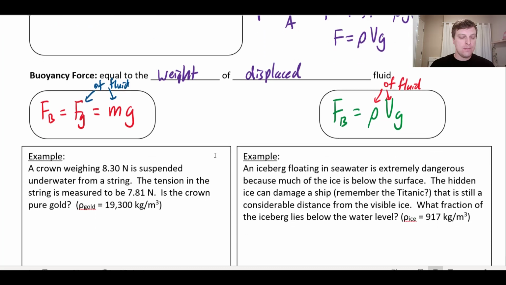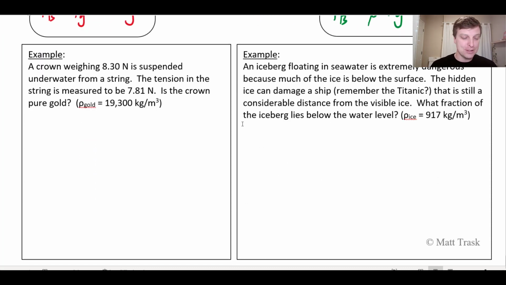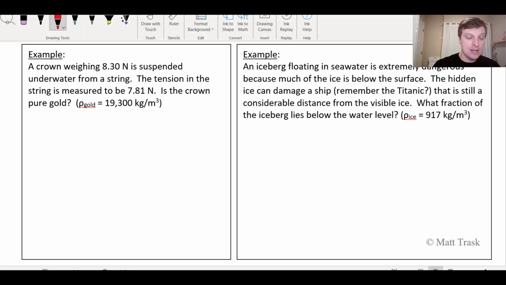Okay, so we're going to do some calculations here and see if we can use our fancy new formulas. A crown weighing 8.3 newtons is suspended underwater from a string. The tension in the string is measured to be 7.81 newtons. Is the crown pure gold or not? We've got the density given right there.